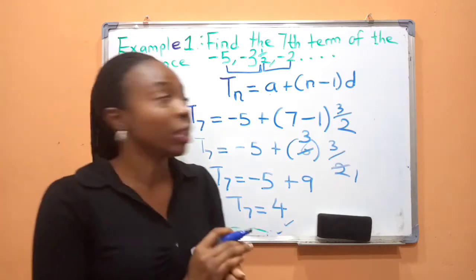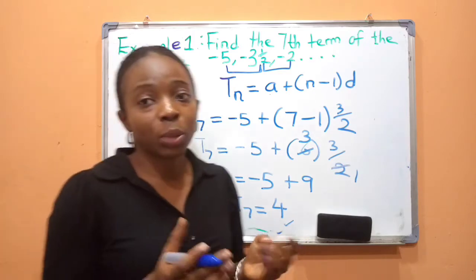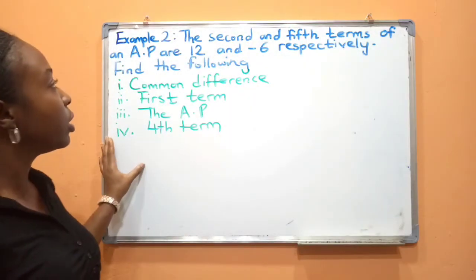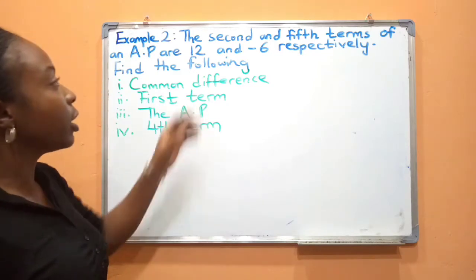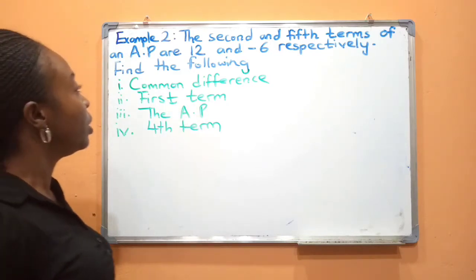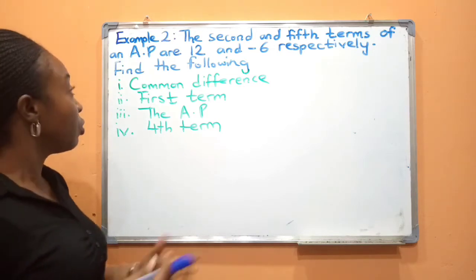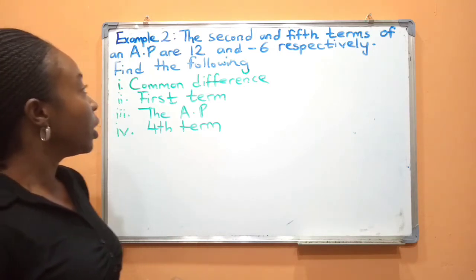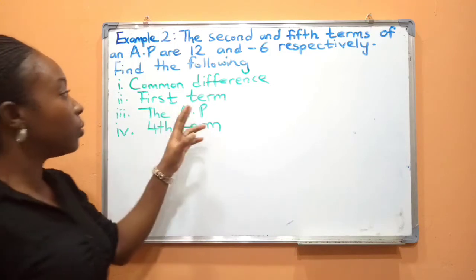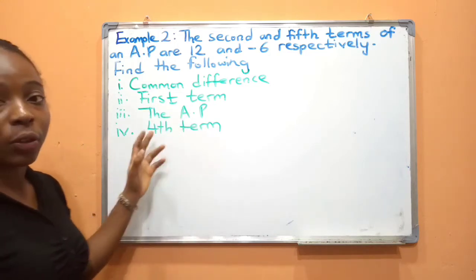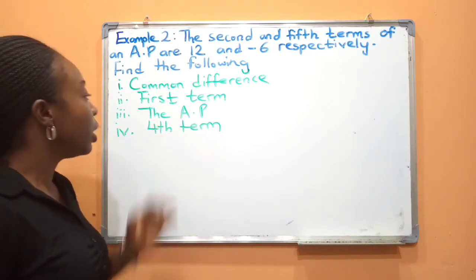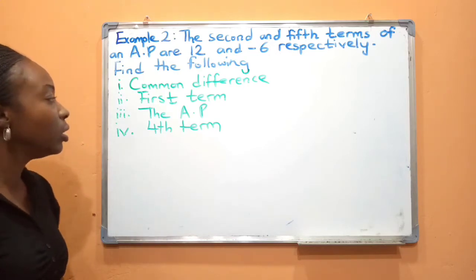It's absolutely easy, guys. Let's take a look at more examples for clarity. So let's take a look at this example. It says the second and fifth terms of an AP are 12 and minus 6 respectively. Find the following. First, the common difference, and secondly, the first term, thirdly, the AP, and then fourthly, the fourth term.